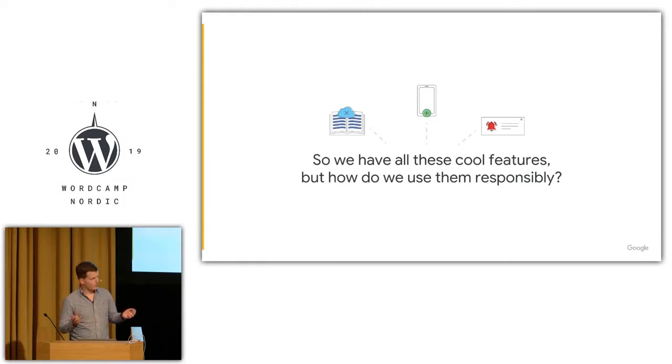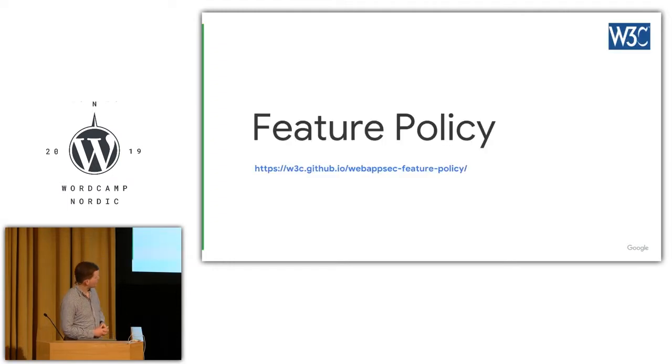And think about it further. You yourself might be a responsible citizen of the web. You might know what you're doing, but all the third-party code that you use might not. It might have flaws. It might misuse features in ways that you aren't even aware of. And this is where a new API, a new browser standard, feature policy comes into place.